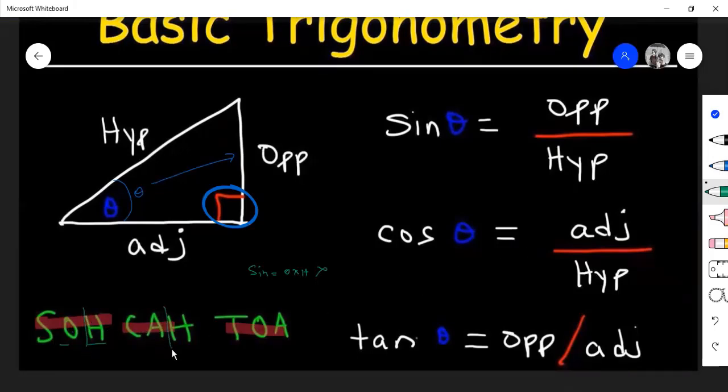Cos is adjacent divided by hypotenuse. Tangent is opposite divided by adjacent. Right? So that's how we actually work with this formula. You can see here, they're written for you clearly over there. It's always divided by. Don't get confused.